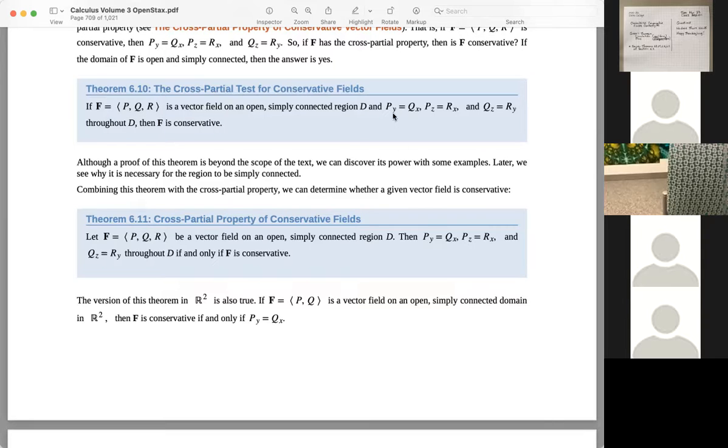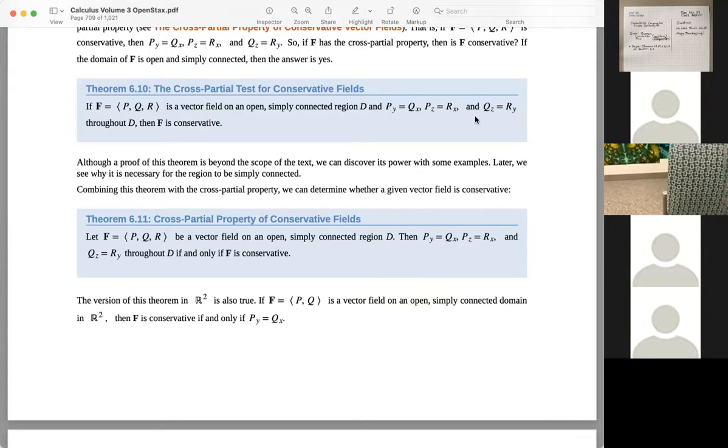But you learn that a conservative field in two dimensions satisfies this first cross partial test, and in three dimensions satisfies these three cross partial tests. If you're in the presence of a conservative field, you will always observe that. If you observe that, does it mean you're in the presence of a conservative field? The answer is no, not unless you have additional information. And what is the additional information in this case?